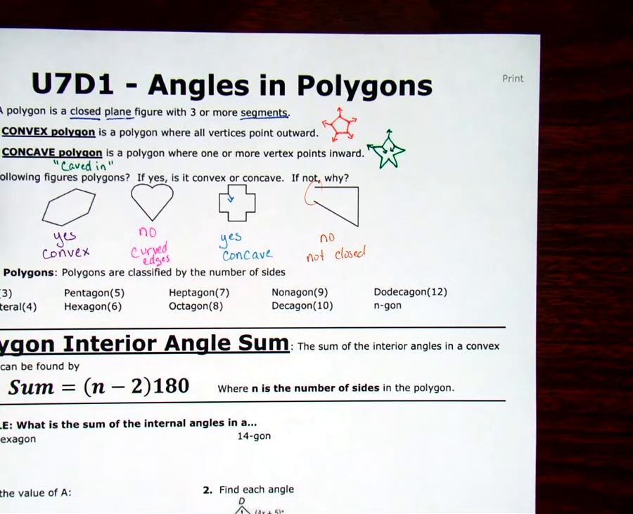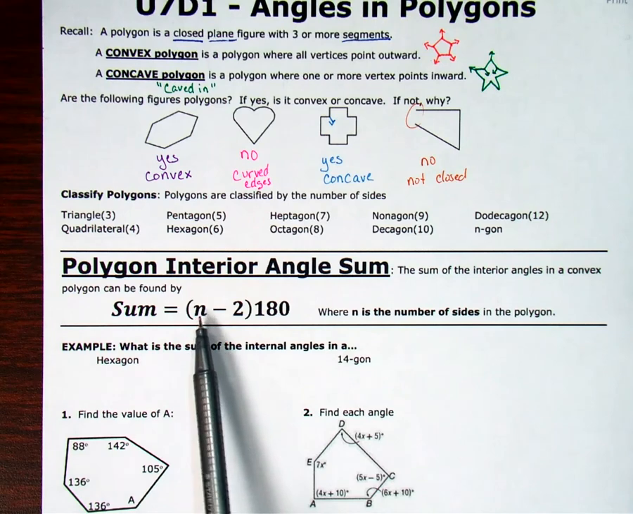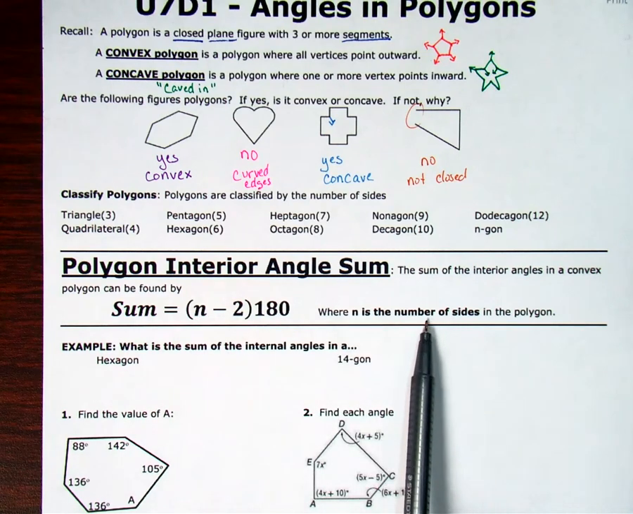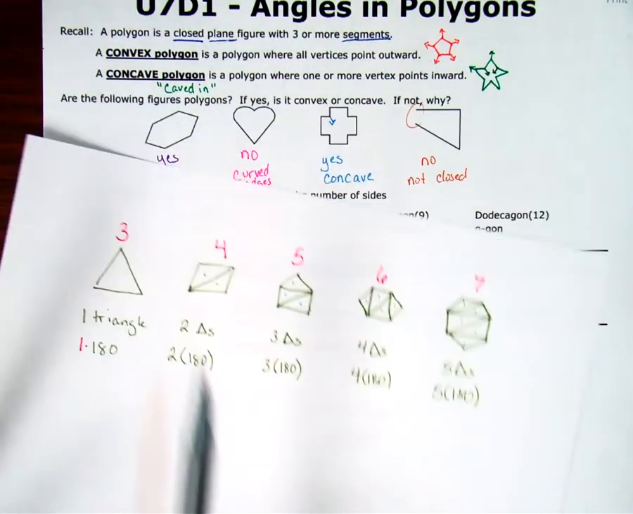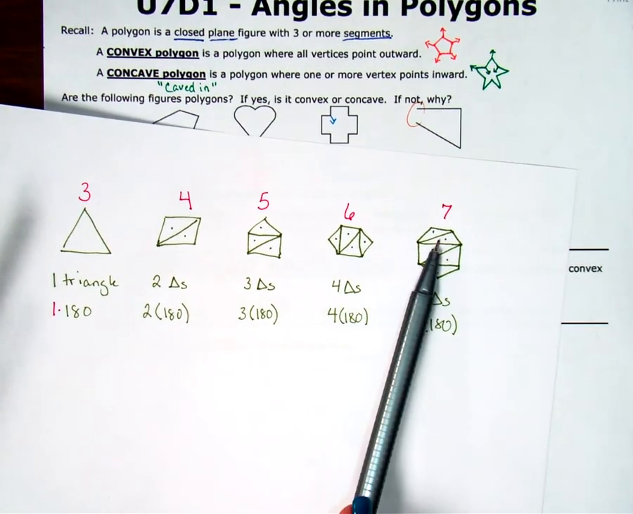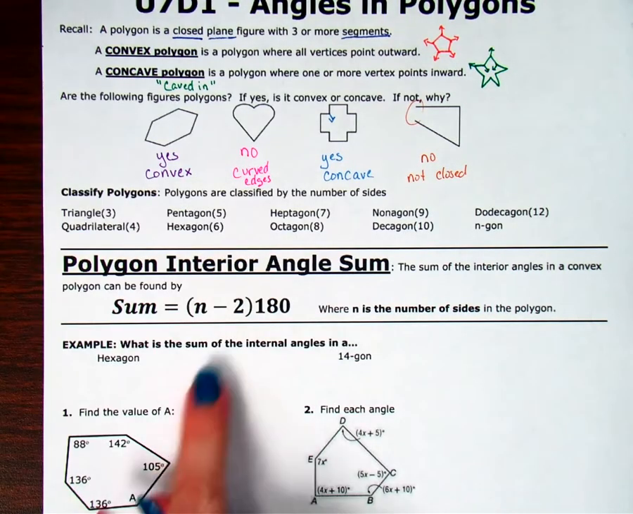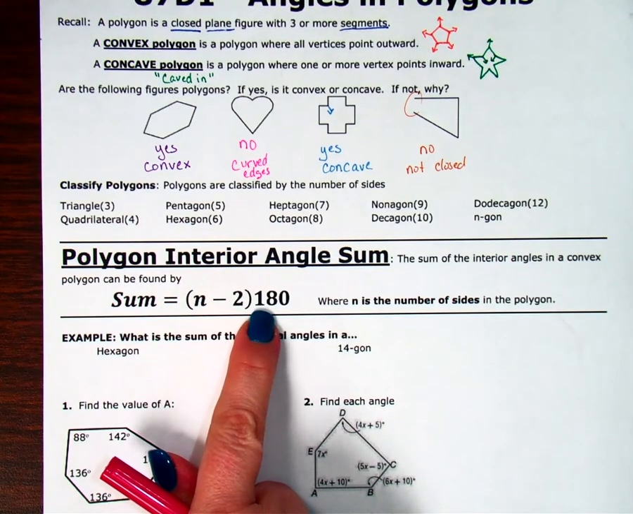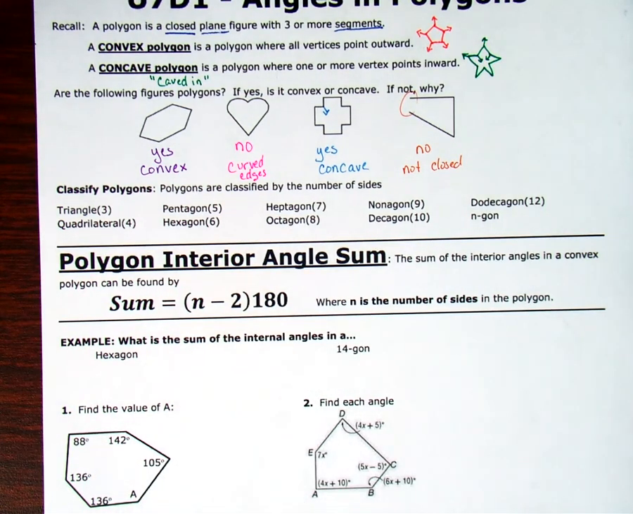So look at the formula we're using for the interior angle sum. It's n, which is the number of sides, minus 2, times 180, because it's the number of sides each time, and then 2 less than that. So we're taking away 2: (n minus 2) times 180 is going to give me the sum of those angles inside our polygon.